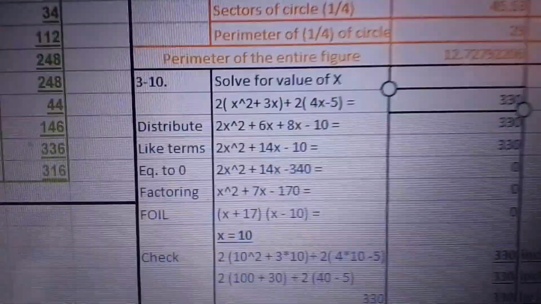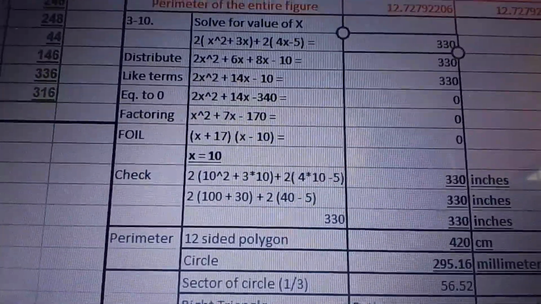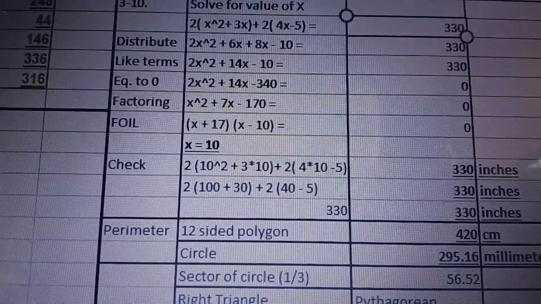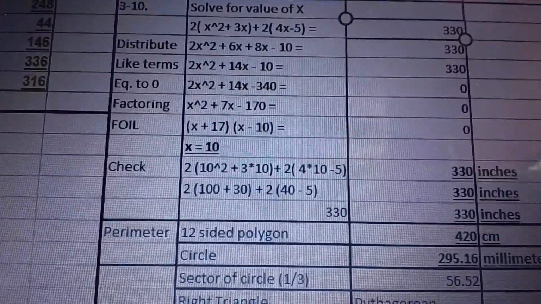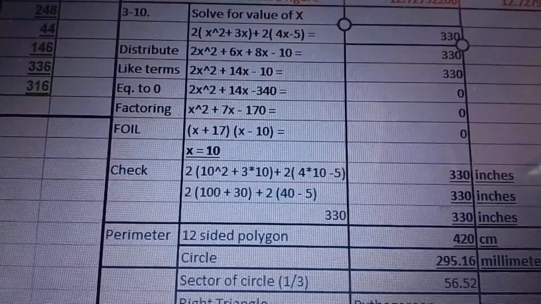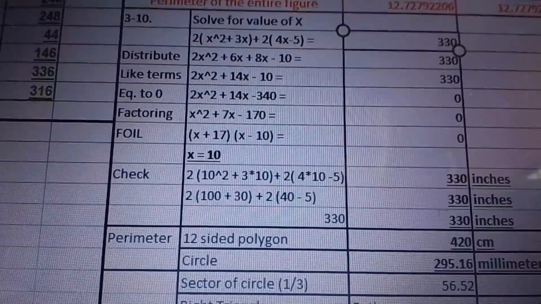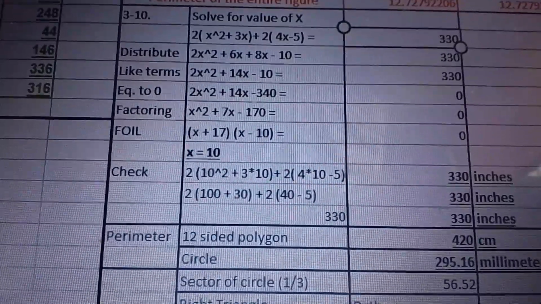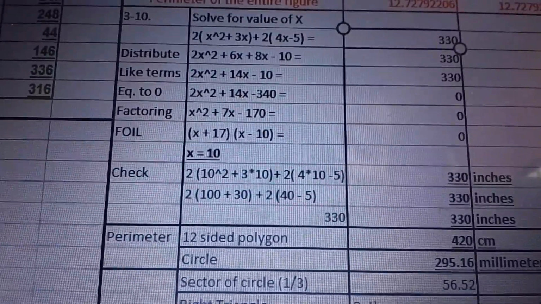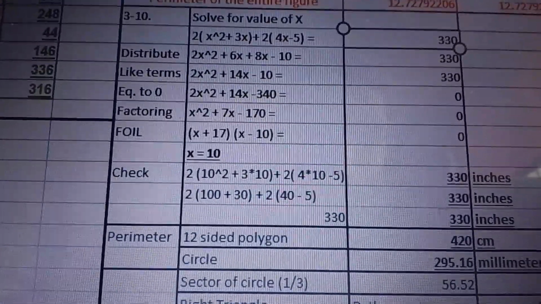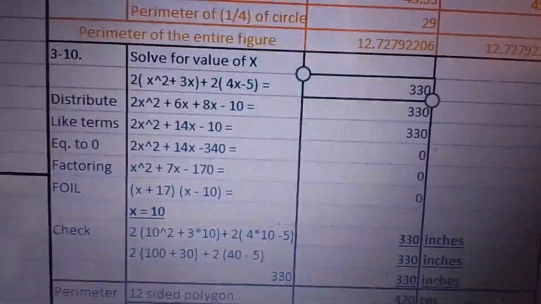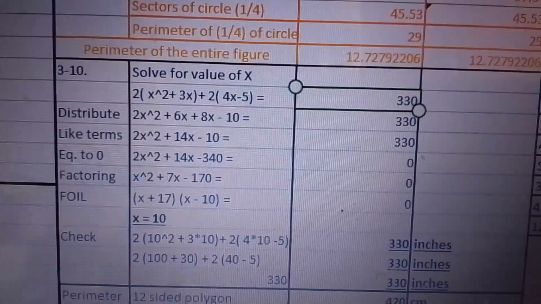Then the first thing we did, we distribute, right? We distributed it. So when we distribute, what did we take? Multiply 2 by x squared, it becomes 2x squared. And then 2 times 3x is 6x. 2 times 4x is 8x. 2 times negative 5 is negative 10. With that, you can combine like terms to get 2x squared plus 14x minus 10.